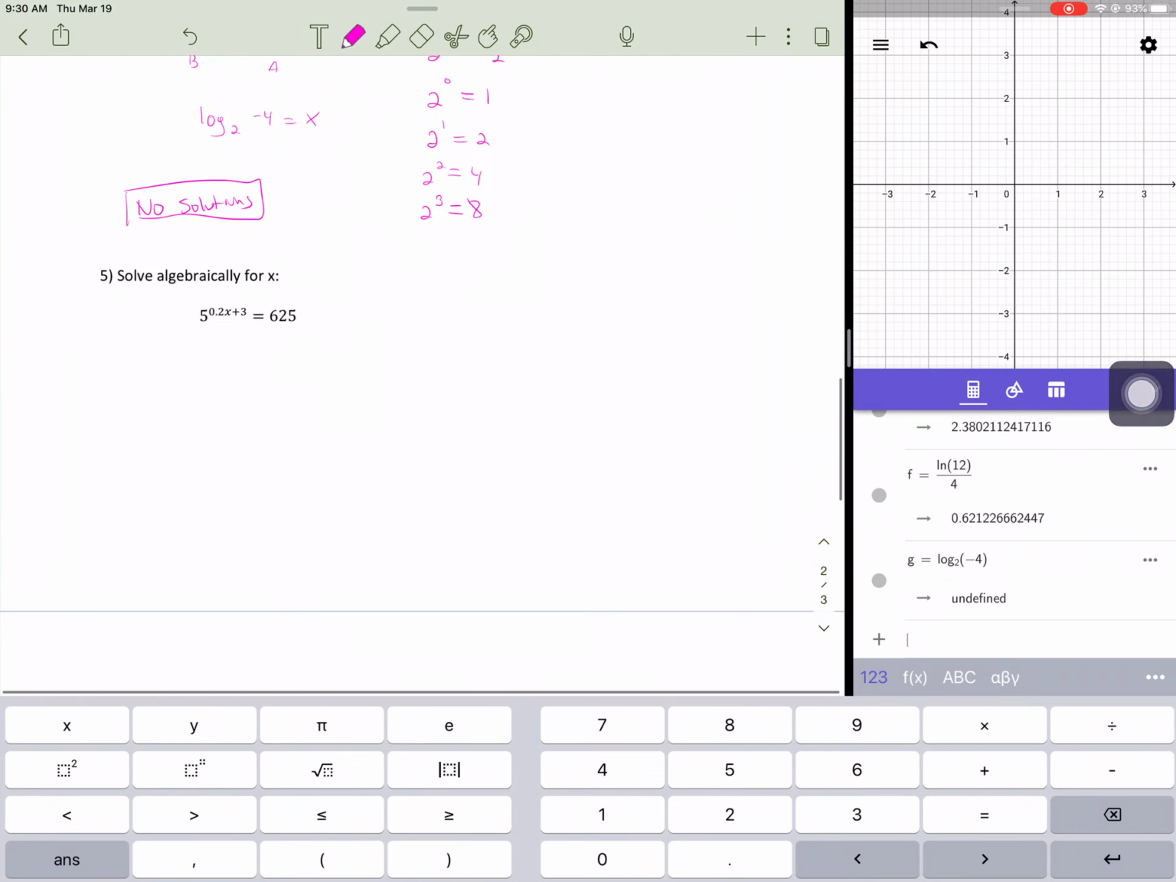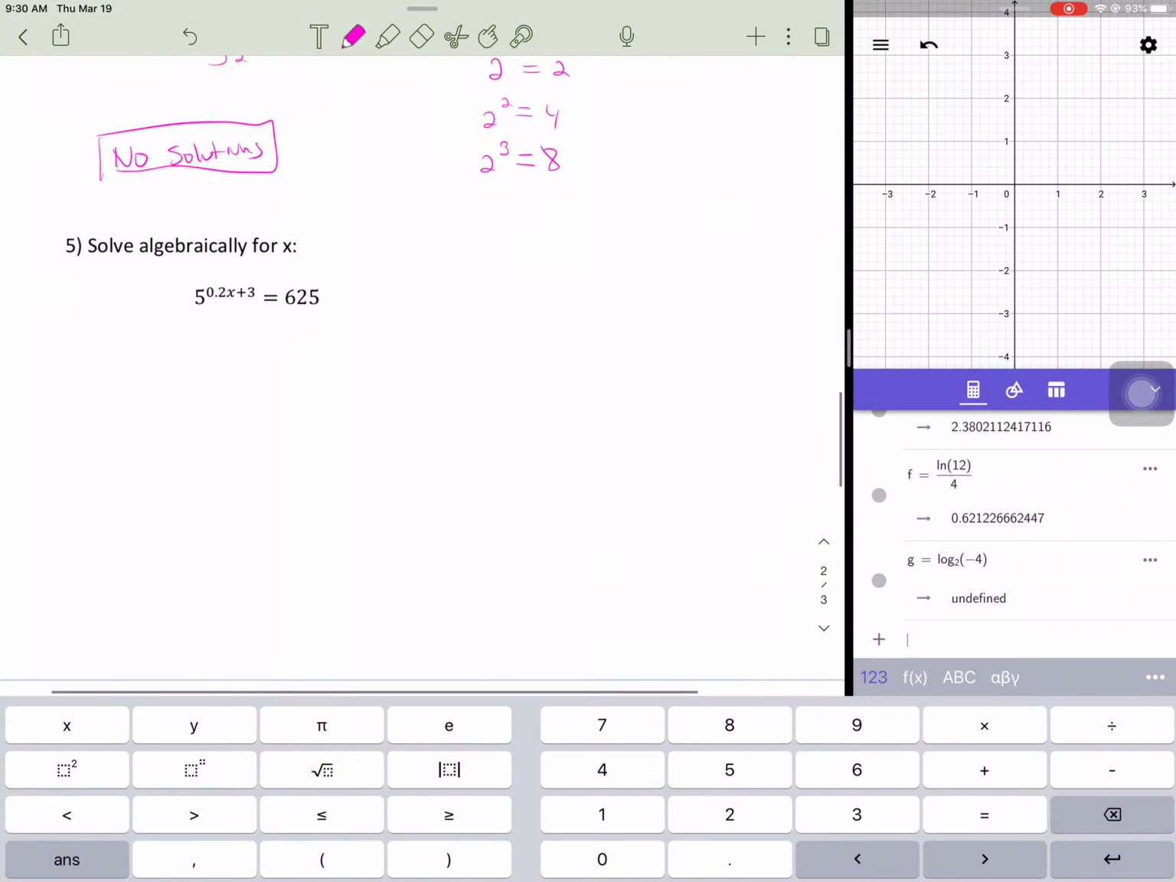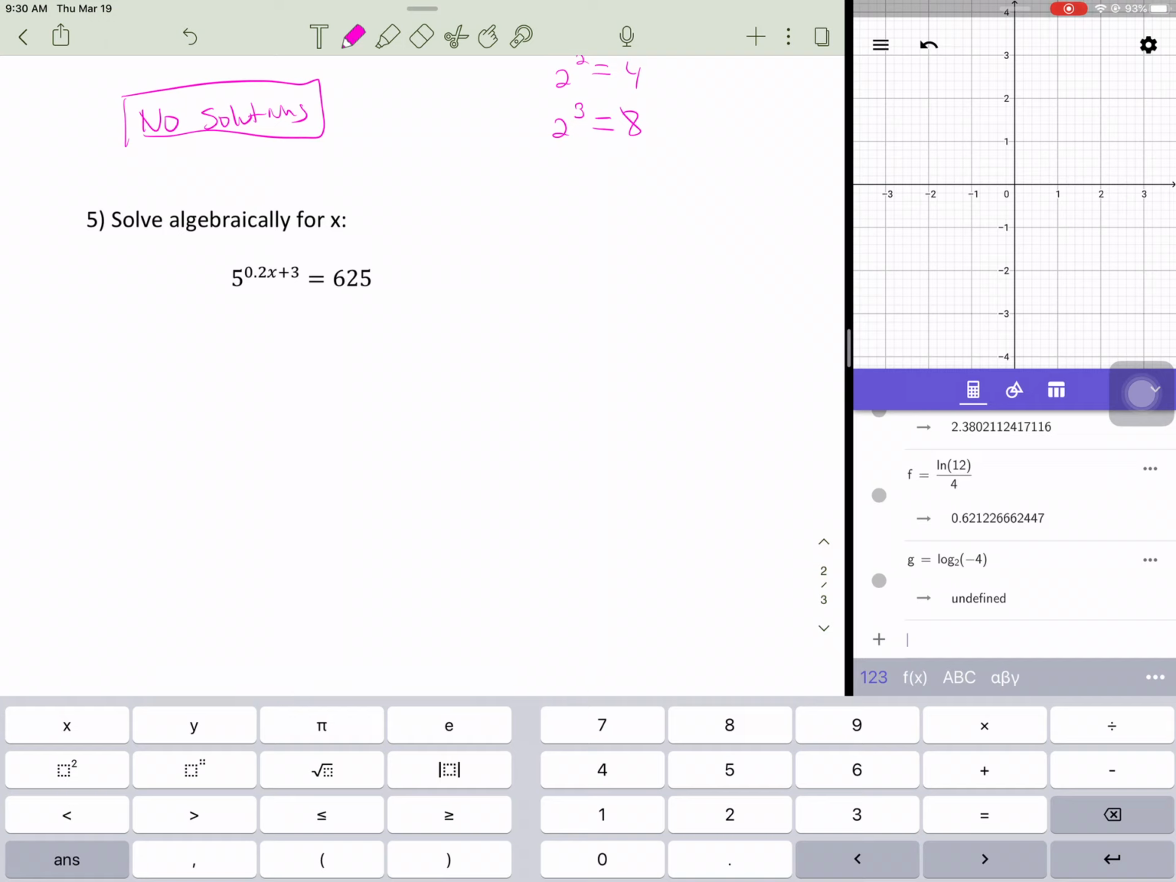Let's do one more together. Let me do a couple more. Number 5, solve algebraically for x. So same thing here. Base, exponent, answer, log base 5 of 625 equals 0.2x plus 3. So you could do it in one step, you could do it in multiple steps, it doesn't matter. Subtract 3. So we get log base 5, 625 minus 3 equals 0.2x.